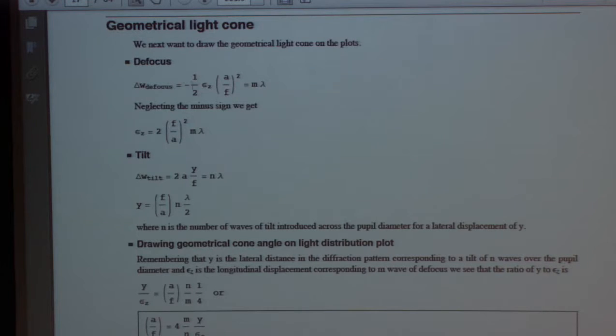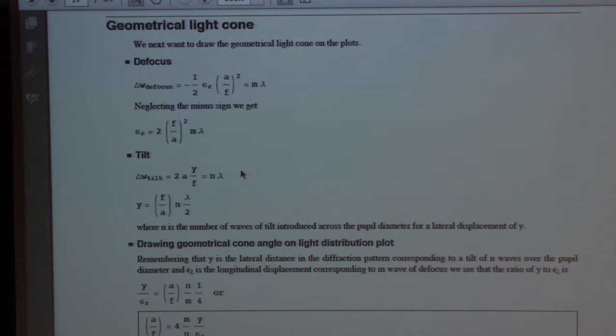And so, forgetting about the minus sign here, I could say that epsilon sub z is 2 f over a. So f, remember, was the focal length, or the distance away that the light's coming to focus, divided by the radius of the aperture. So it's 2f over a squared, m lambda.